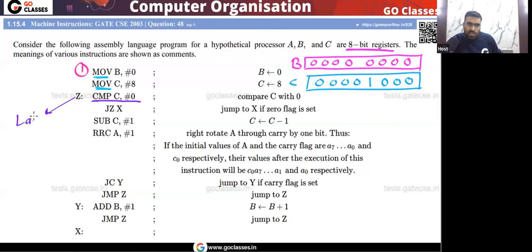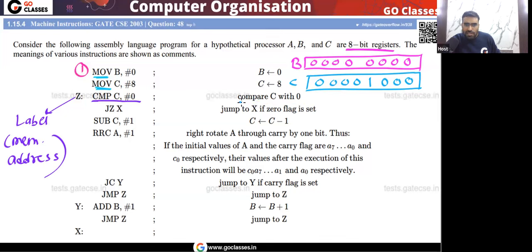Yes or no? This is just a label, or I can say this is just a memory address. So remember this Z, this is just a label. Now this instruction is saying compare C with 0.